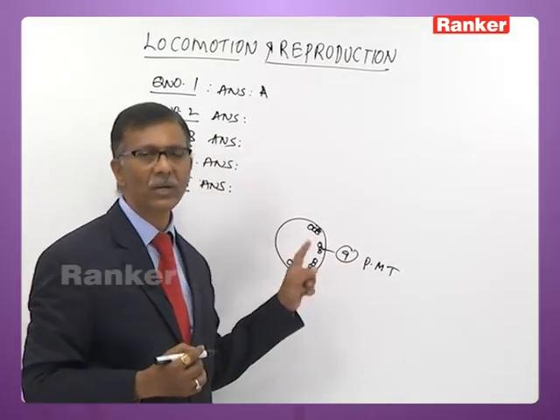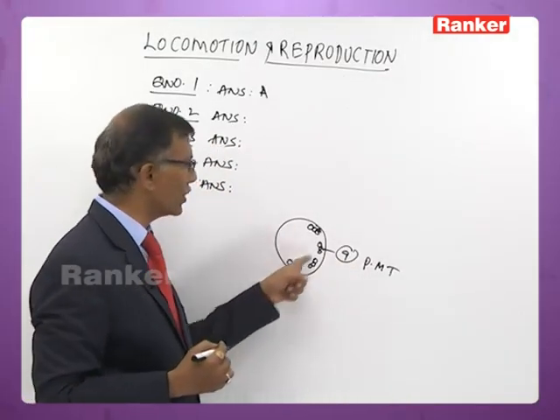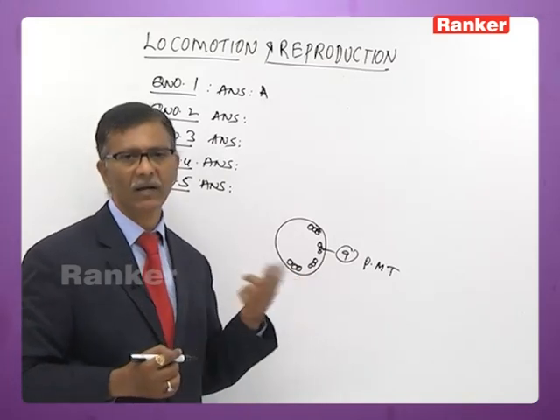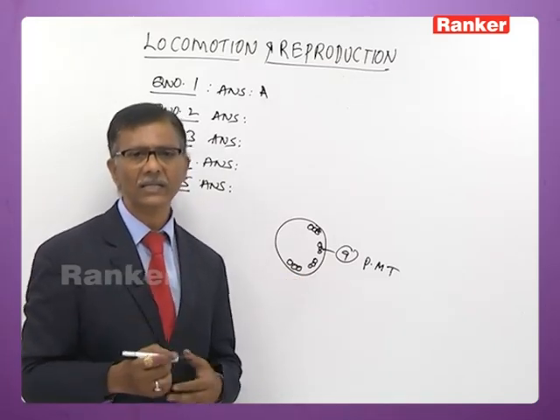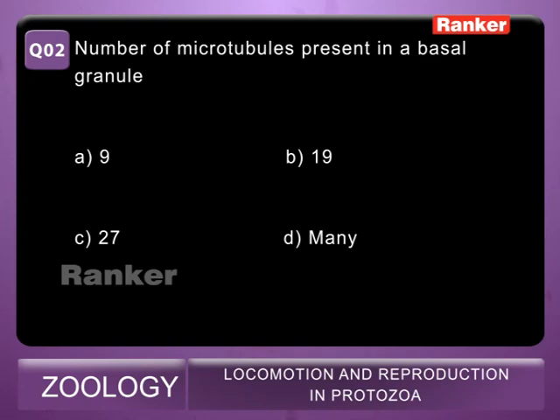Each peripheral microtubule is a triplet. So here altogether how many you find? 9 times 3 is 27. So among these the correct answer is C. That is question number 2, correct answer is C. Total number of microtubules in a basal granule are 27.